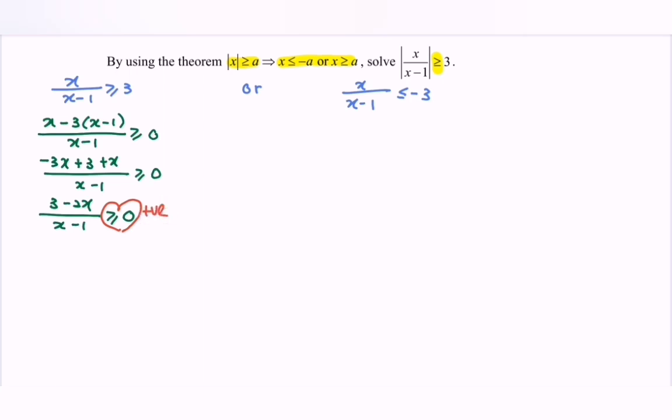Next, split the situation. 3 minus 2x greater or equals to 0. Always assume positive. x minus 1 greater than 0. So x less than or equals to 3 over 2, x greater than 1.